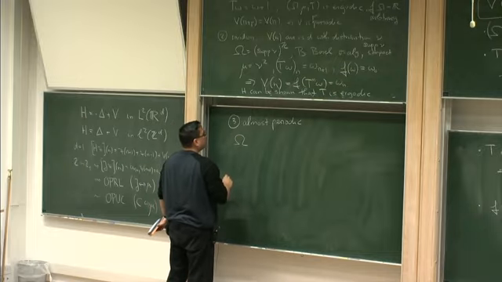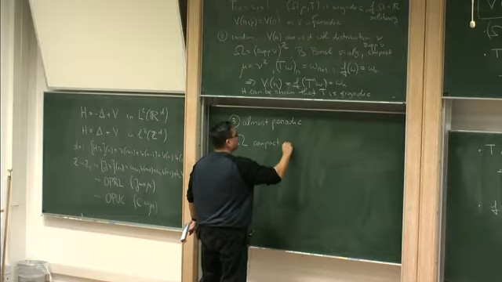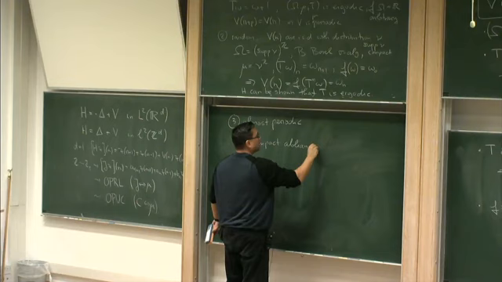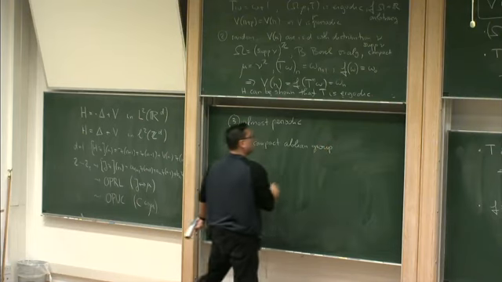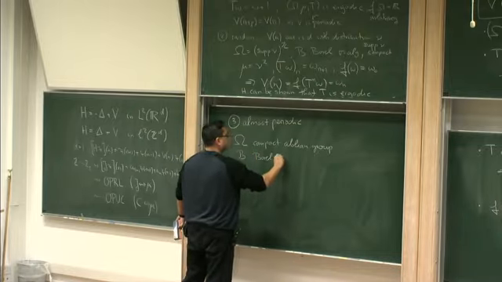And so what you do here is you take a compact abelian group, well, B again is Borel.